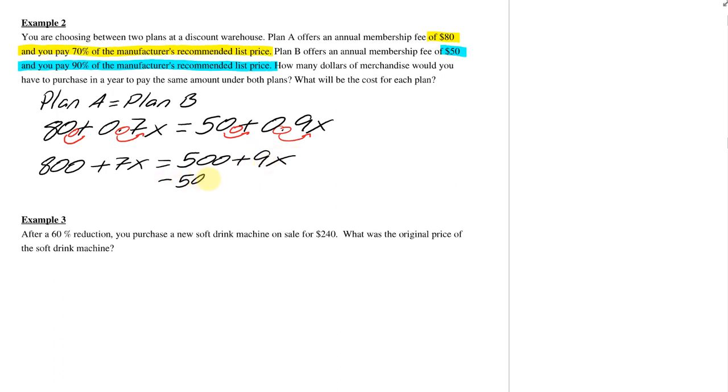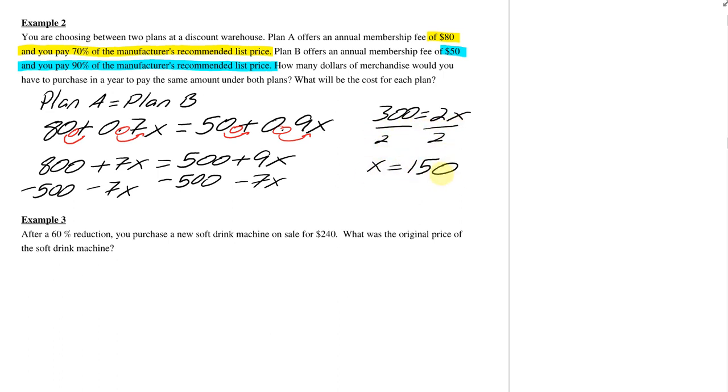So now this is what I'll solve. I'll go ahead and subtract off the 500 here, and then in the interest of space, I'll also subtract off the 7x. So what I get here is 300 equals 2x. Divide each side by 2, and I get x equals 150. So it would have to be $150 worth of merchandise for these plans to be the same.